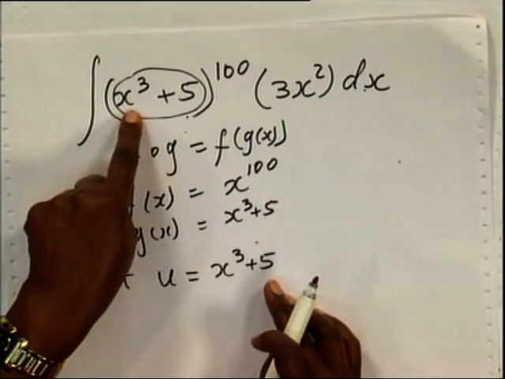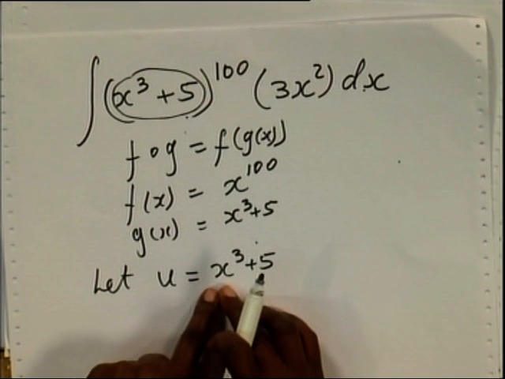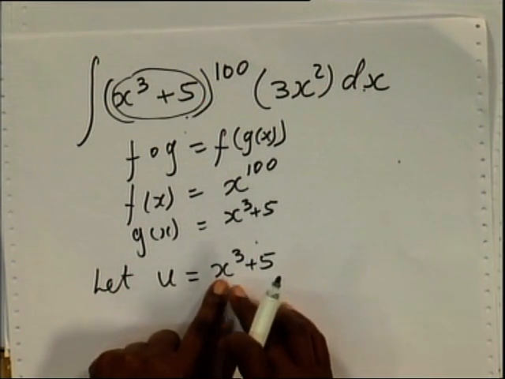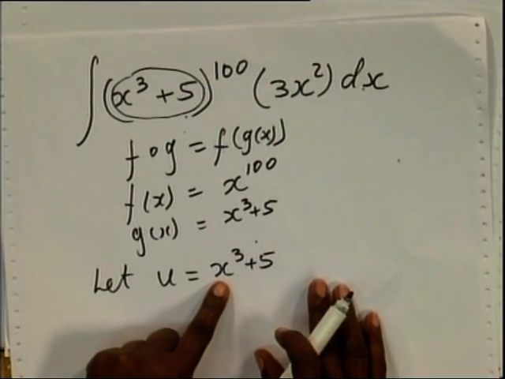Because I'm going to differentiate u with respect to x, and if I differentiate u, remember I have u in terms of x cubed here. If I differentiate u, I might end up with x squared. Maybe that x squared might cancel with this x squared here. That's the idea of substitution.